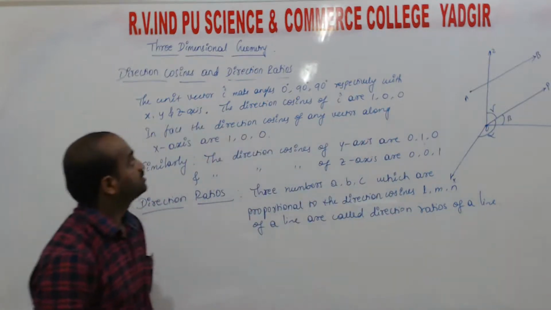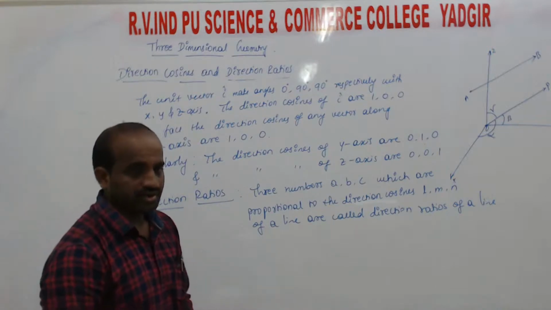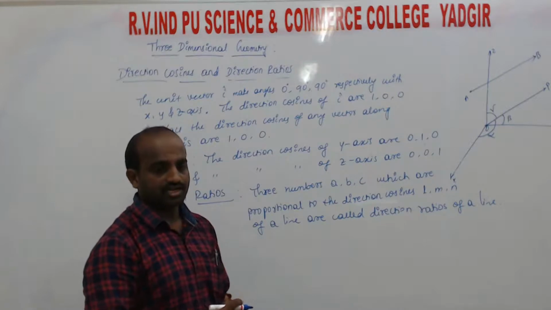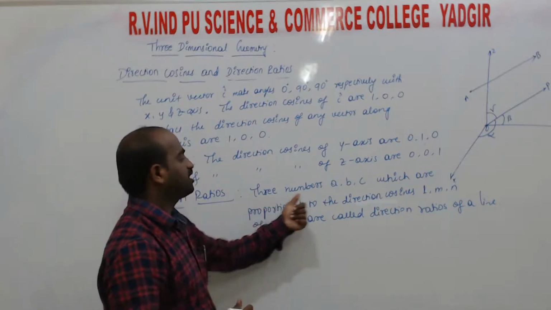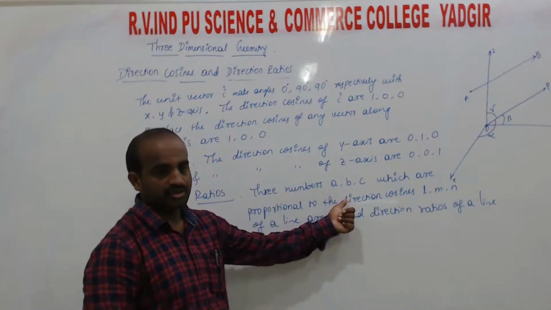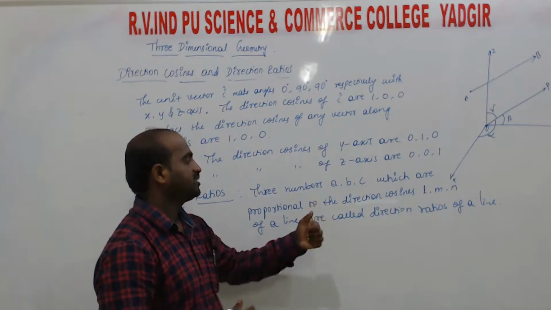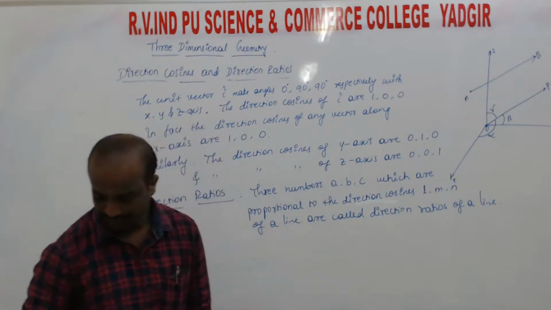Okay, these are direction cosines and direction ratios. Direction cosines are L, M, N, which means cos alpha, cos beta, cos gamma. And direction ratios are small a, b, c, or x, y, z. These are the direction ratios.